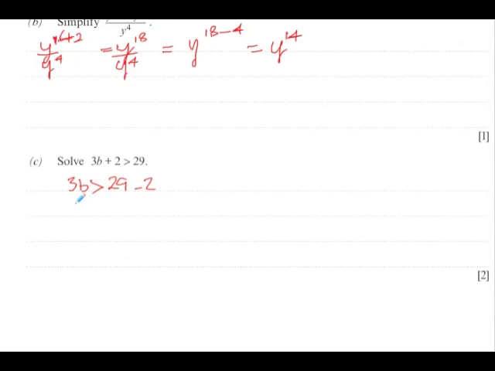So we've got 3b is greater than 27. Now we divide both sides by 3. Dividing both sides by 3, 3 into 3 goes once, so you're just left with b, and 27 over 3. So b has to be greater than 9, and that's your answer.